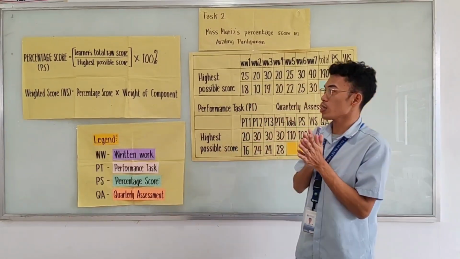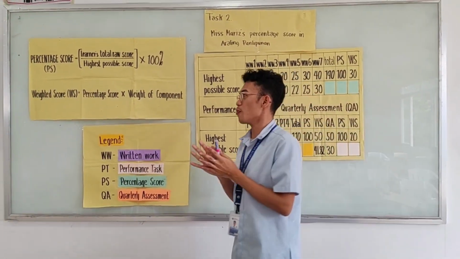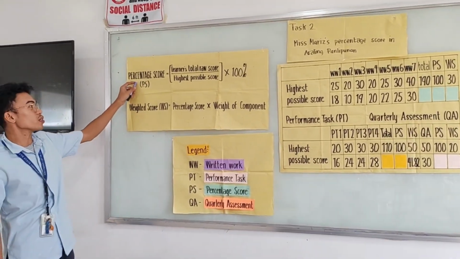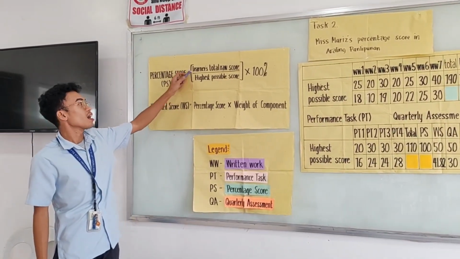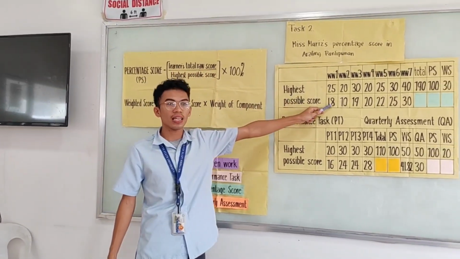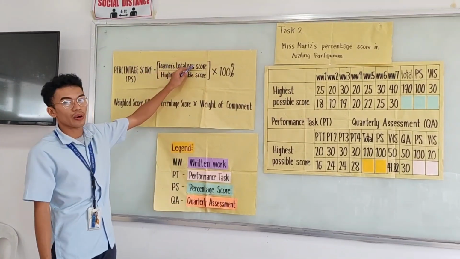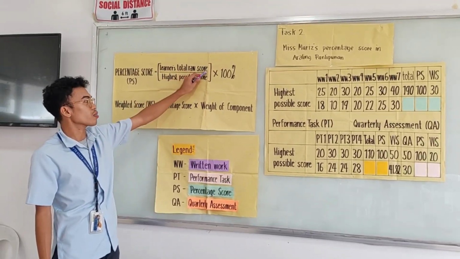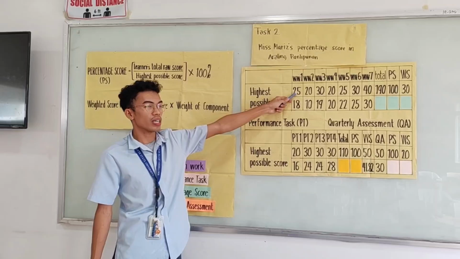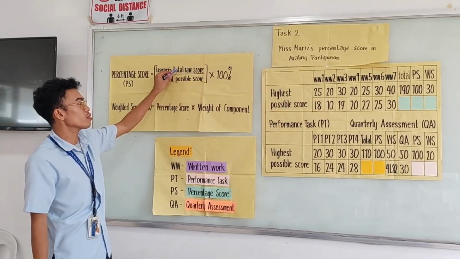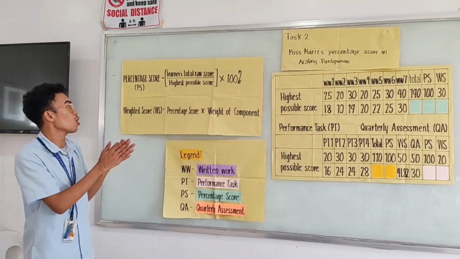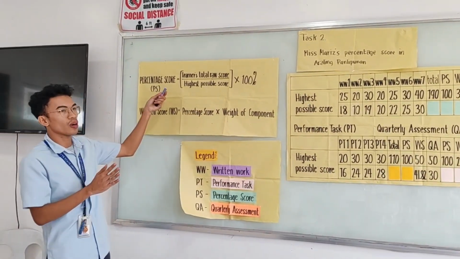In order to get the percentage score, we have the formula here. In getting the percentage score, we need to divide the learner's total raw score, for example 18, by the highest possible score, which is 25. And then we need to multiply the answer by 100%. So that's how we're going to get the percentage score.